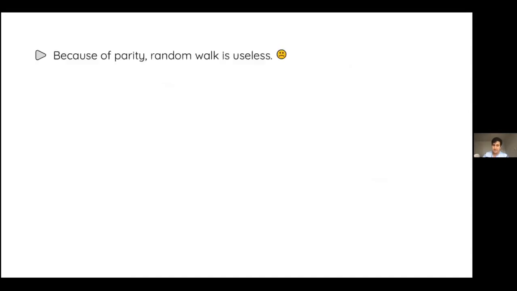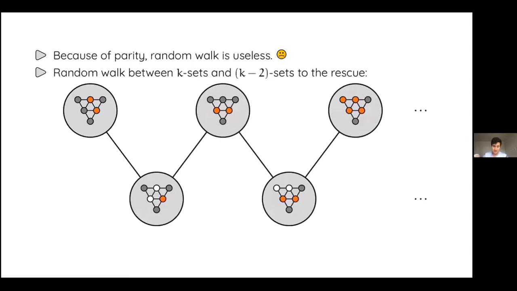Fortunately, this is actually a very easy problem to fix. Instead of dropping one vertex at a time, you can just drop two vertices at a time. Or more generally, in the case of weighted hypergraphs, you can walk between size k sets and size k minus 2 sets. Here is a pictorial view of how this works. You just drop two vertices, and then you recolor them back up according to the weight of the resulting configuration.